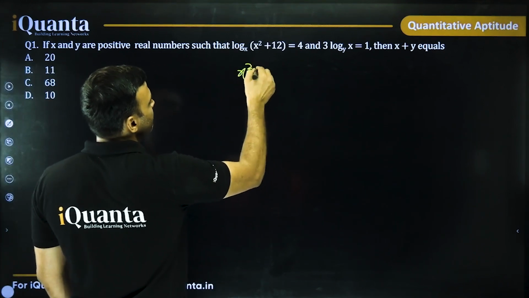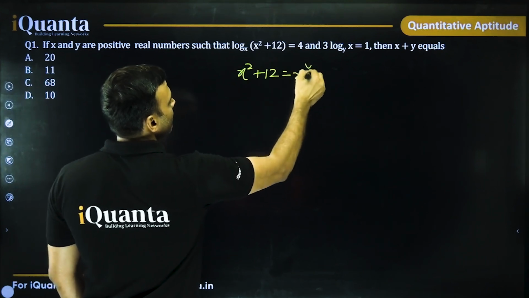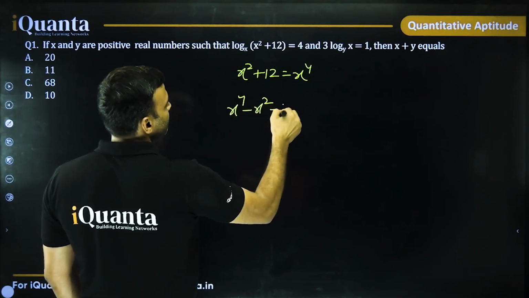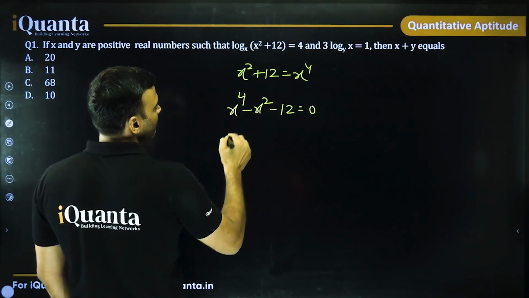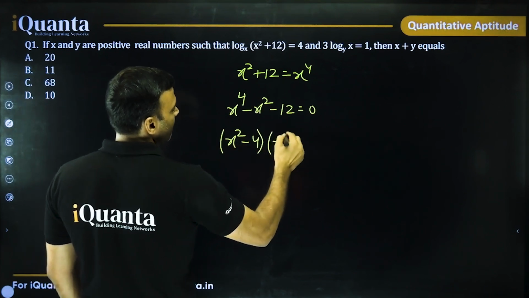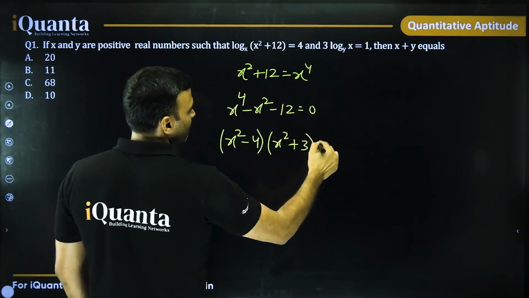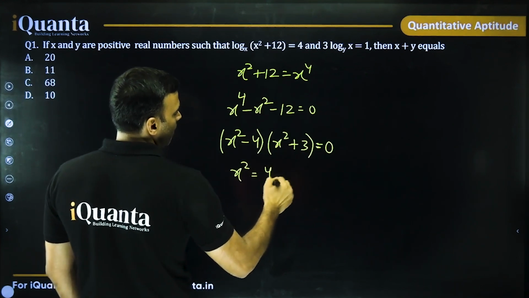x square plus 12 is equal to x to the power 4. Take everything to one side, so x to the power 4 minus x square minus 12 equal to 0. Simple factorization: it is x square minus 4 into x square plus 3 that is equal to 0. The log is gone, the log's work is finished, it only came to go. So we get x square is equal to either 4 or minus 3.